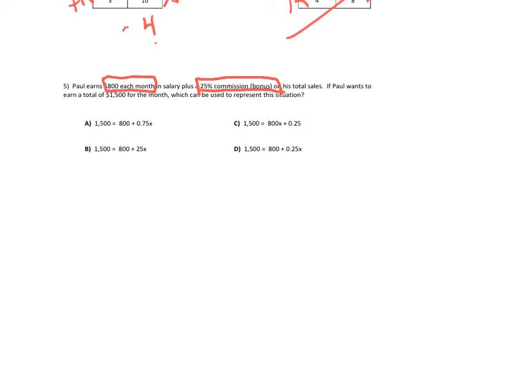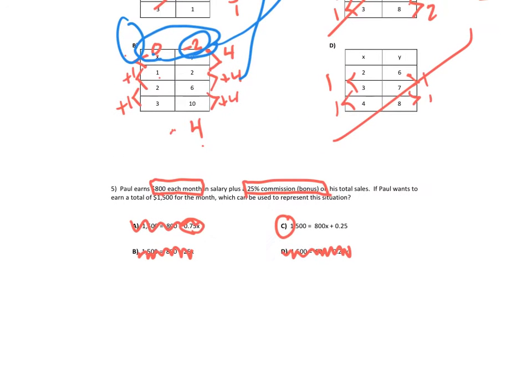Okay, so 800 is going to be your slope. So 800 should go with x because that's the each. This has 0.75 with x, so that can't be it. This has 25 with x, and 25 should be as a percent anyways. And then 825% goes with x, and that's not right because 25% is an add-on bonus. Okay, so C is going to be your best answer choice for that. It's giving you your slope of 800 and then your extra 25% commission on your sales.